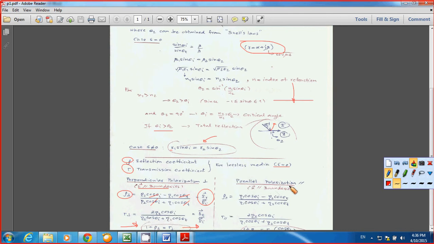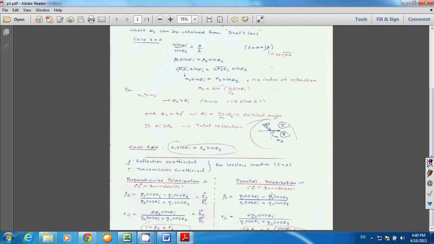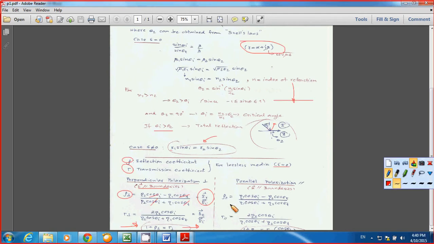But for the case of parallel polarization, you have different equations for the reflection coefficient and transmission coefficient. Take a look at this one here. You have eta 2 cosine theta I for perpendicular polarization, but for parallel polarization it's similar but switched around. So this one turns out to be eta 1, right? And this one still becomes cosine theta I, and this one still becomes cosine theta t, but this one becomes eta 2. Okay.